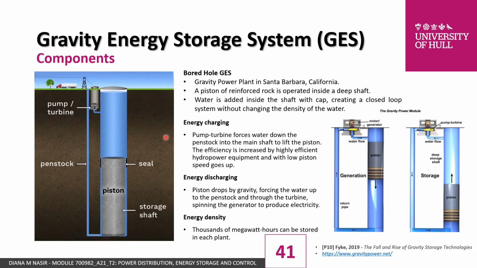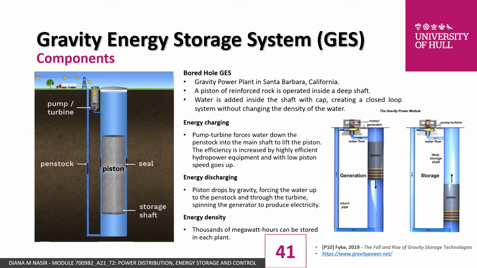So these are the basic components that are needed to operate the system. We need a large massive piston, which is kept inside a storage shaft, and there will be water added inside the shaft, and there should be a cap to make sure that the whole system is concealed, and of course the water density will not be changed. It should be connected to a pump combined with a turbine, and we have a penstock, or a closed loop channel, which is connected to the ground shaft.